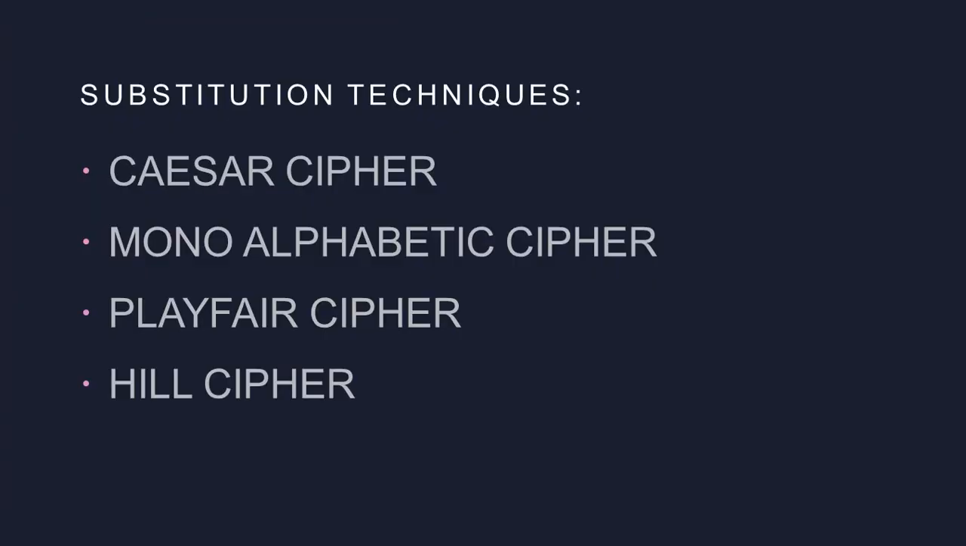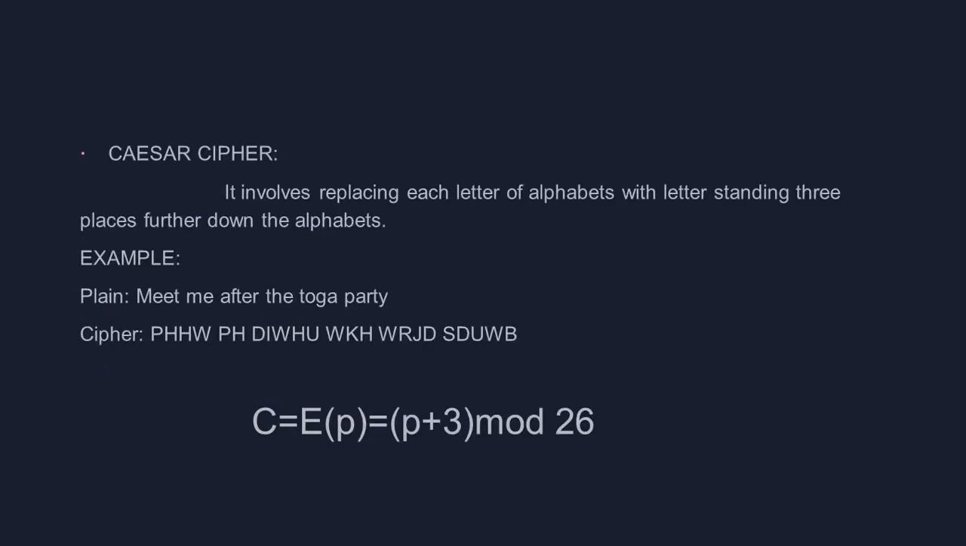And we have substitution techniques. So these are the 4 types: Caesar cipher, monoalphabetic cipher, Playfair cipher and Hill cipher. The Caesar cipher involves replacing each letter of the alphabet with the letter standing 3 places further down the alphabet.